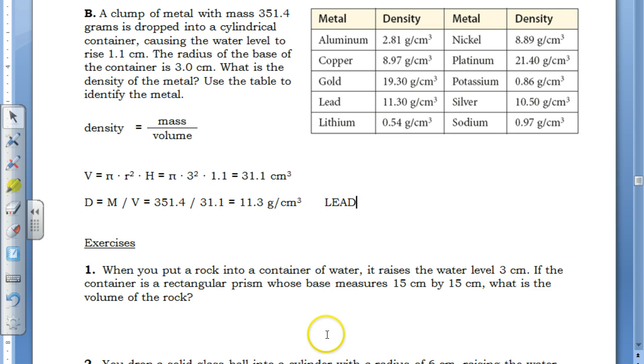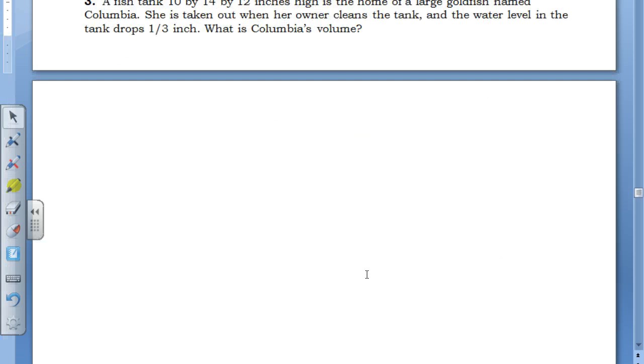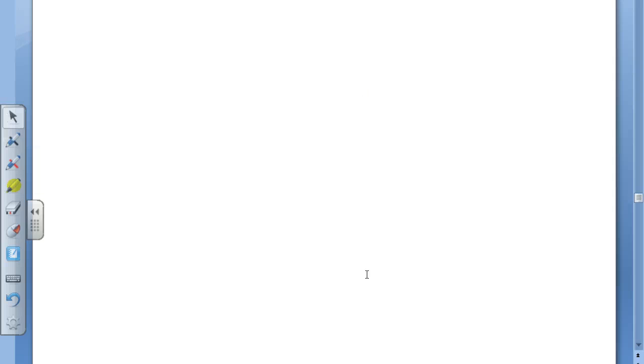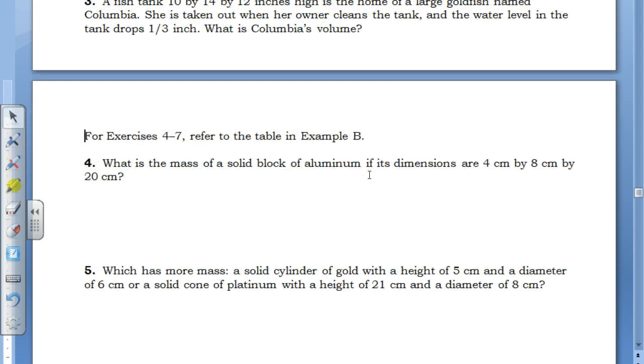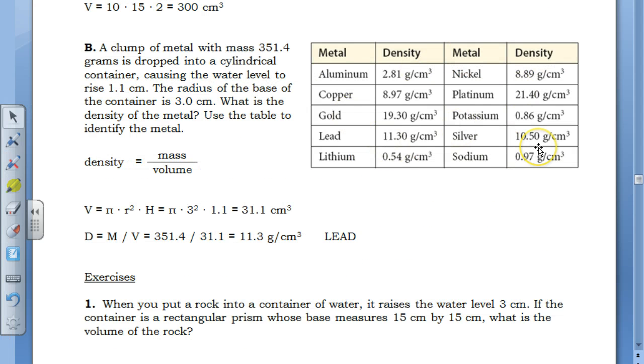Okay, so the first 3 problems are doing just volume by displacement, and then on the back you'll have some problems where you have to use the density table right here to answer some questions.